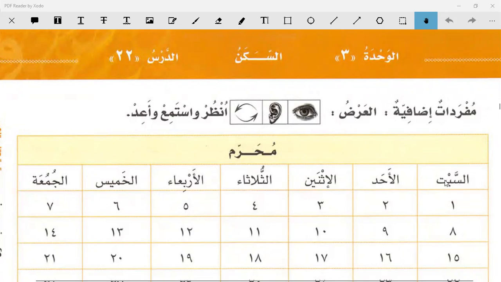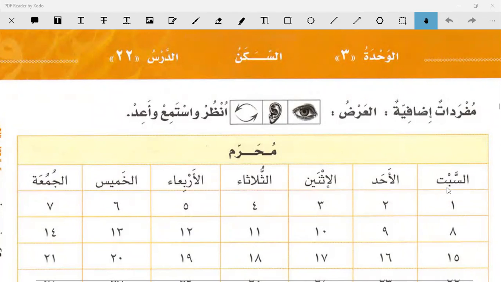Muharram. Okay, that is Muharram, the name of the month. Okay, next we have As-Sabt. As-Sabt means Saturday. Al-Ahad. Al-Isnain. As-Sulasa. Al-Arbi'a. Al-Khamis. Al-Jum'ah. Okay. Now everyone listen.